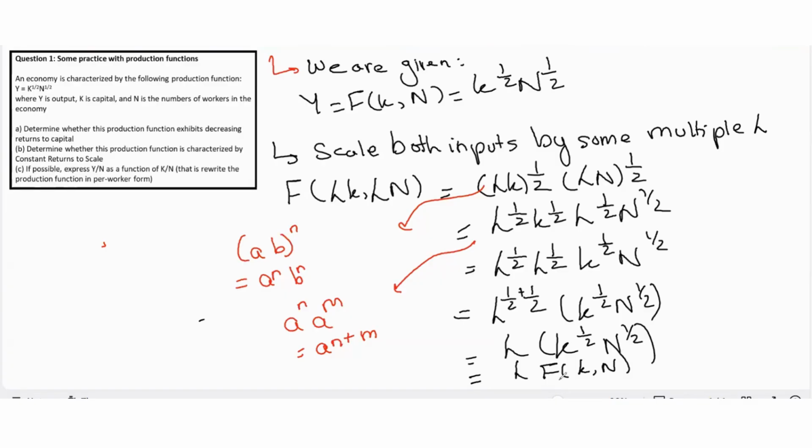So we have seen that when we scaled both of our inputs by lambda, our output also got scaled by lambda. So this is equal to lambda Y. So the production function satisfies constant returns to scale in this case.